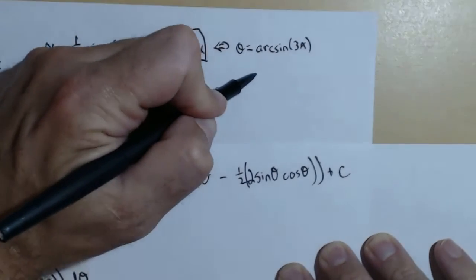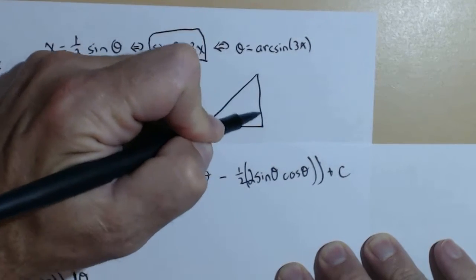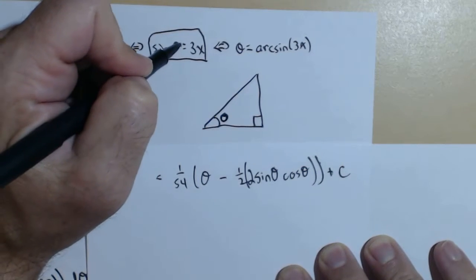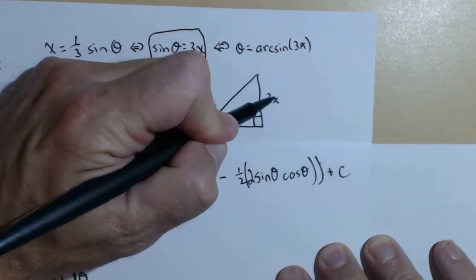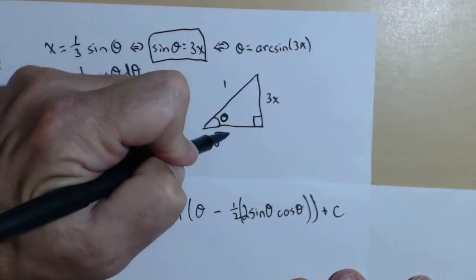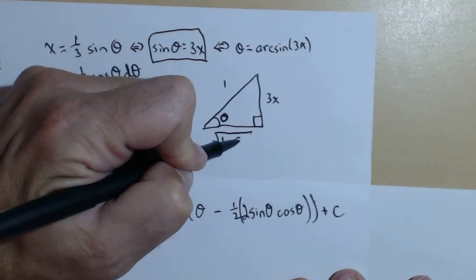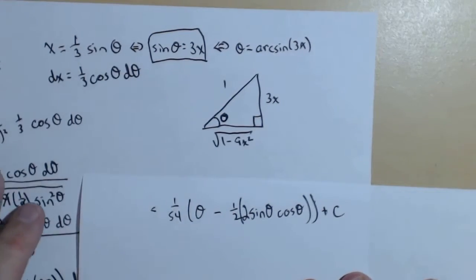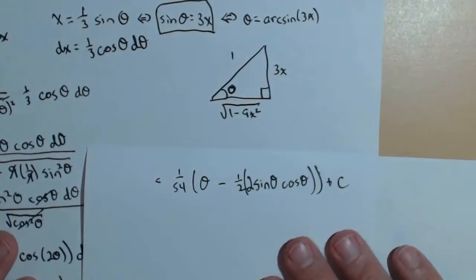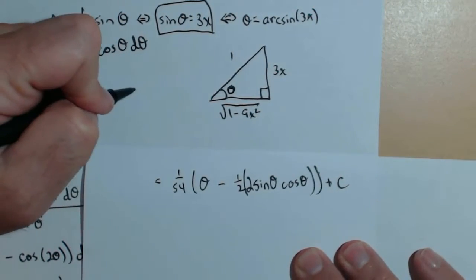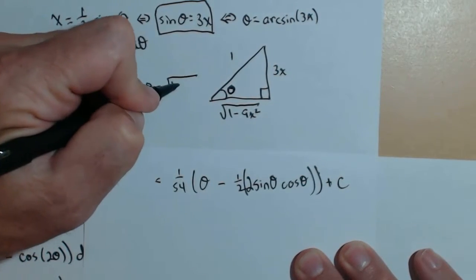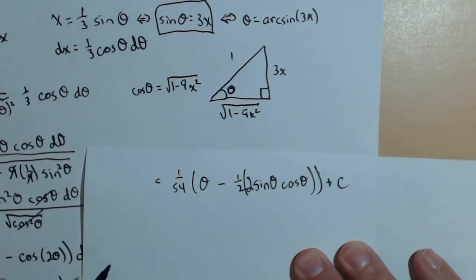The way that I've always liked doing it is making a right triangle, calling, say, this angle theta. And if sine of theta is 3x, that means the opposite is 3x, the hypotenuse is 1. And using the Pythagorean theorem, that makes this side square root of 1 minus 9x squared. Well, that should look familiar. Look at our original. So now I can find cosine of theta because it's adjacent over hypotenuse. It's square root of 1 minus 9x squared.